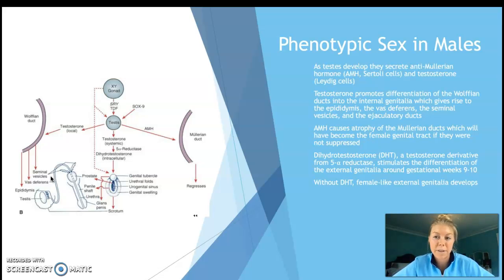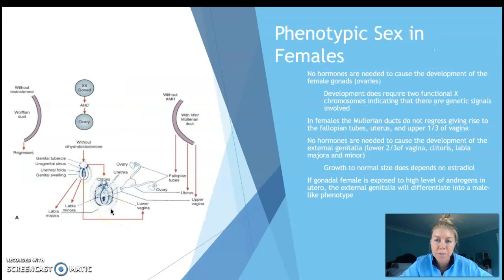AMH causes atrophy of the Müllerian ducts, which would have become the female genital tract if they were not suppressed. DHT, which is a testosterone derivative from 5-alpha reductase, stimulates the differentiation of the external genitalia around gestational weeks 8 to 10. Without DHT, female-like external genitalia will develop. So that is shown on the right hand of the image.